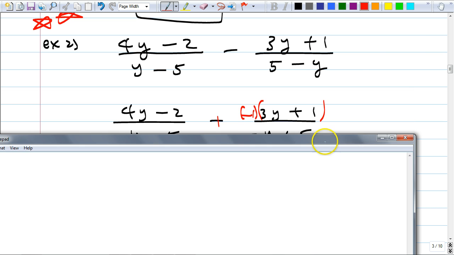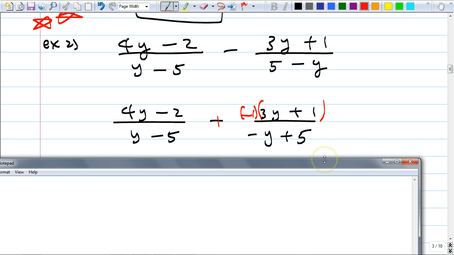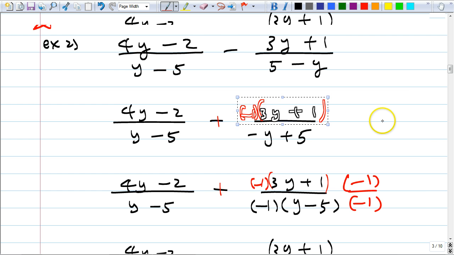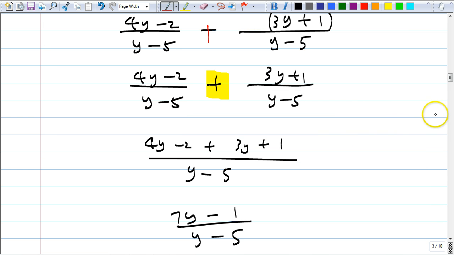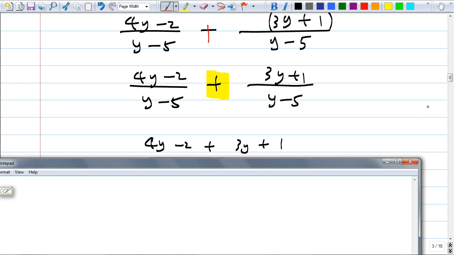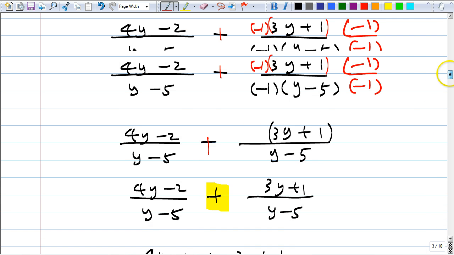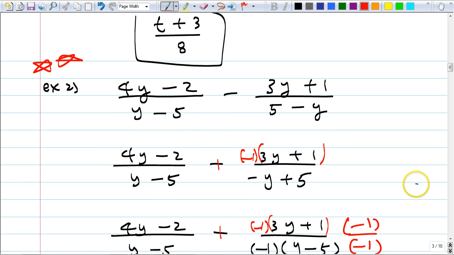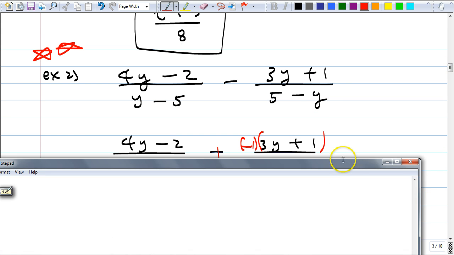Look at what I'm doing here. I change this to addition. Is that okay? What does subtracting mean? It means adding the opposite. How do you make the opposite of a number? You multiply by negative 1, right? Any question there so far? And then, what should I do next?